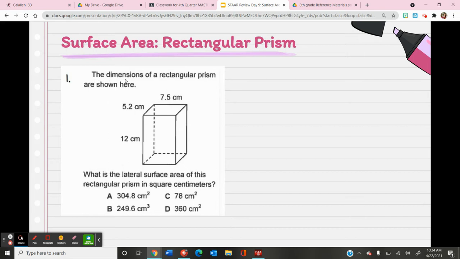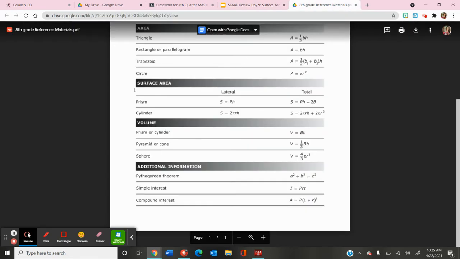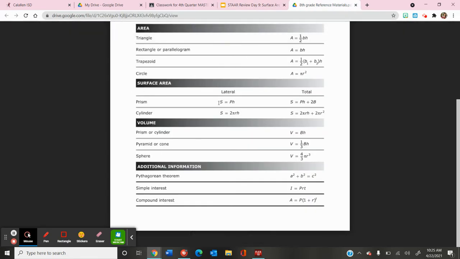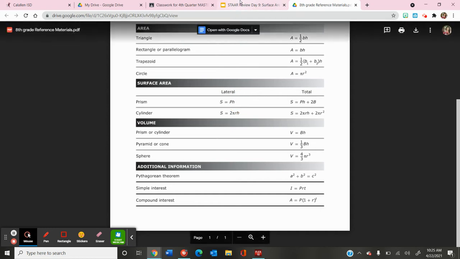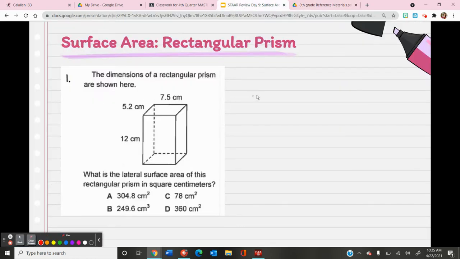So for this one, it says the dimensions of a rectangular prism are shown here. What is the lateral surface area of this rectangular prism in square centimeters? So for starters, let's go ahead and go to our formula chart and find the formula for lateral surface area of a prism. And here we get S equals PH. So I'm going to go ahead and write that formula down. S equals P times H. Now remember, P stands for the perimeter of your base, and H stands for the height of your prism. So this is a lateral surface area for a prism.